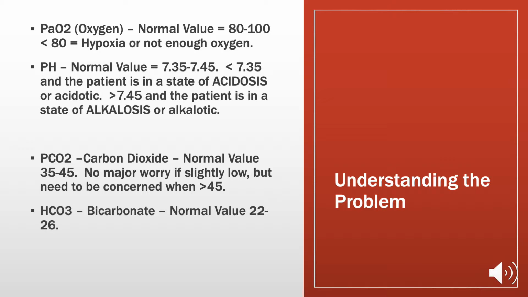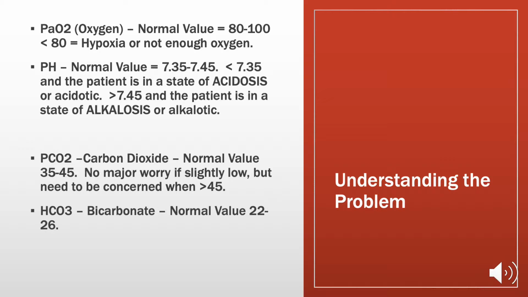Just to go over the normal values, there really are only 4 values that we're going to consider carefully. Now, there will be some other values listed on the arterial blood gas, but it distills down into just 4 major components that we are going to consider today. The first of which is the PaO2, or oxygen. That normal value is 80 to 100. Anything less than 80 is going to be considered not enough oxygen, and we term that as hypoxia.